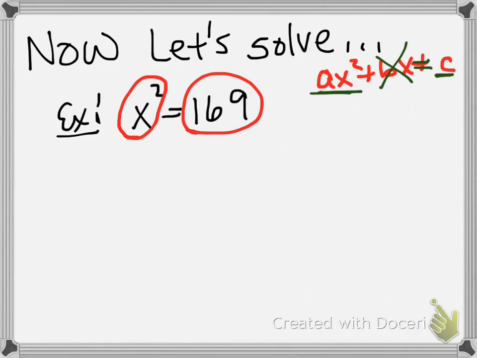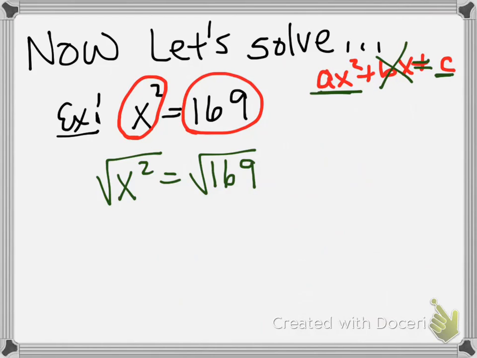Alright, so if this is what we've got, the way to get rid of x squared is to take its square root. Square root is the opposite of square. So if I take the square root of something that is squared, then the square root cancels the square and just leaves us with x. And the square root of 169 is going to be 13.